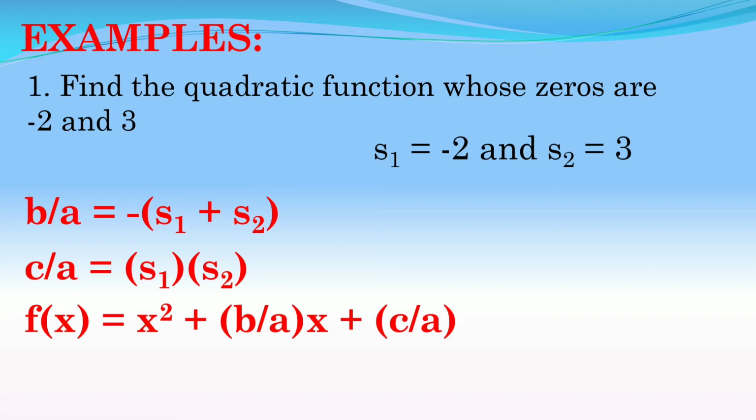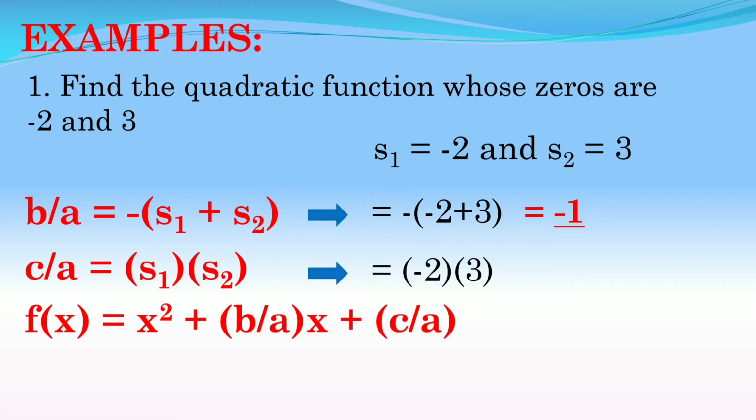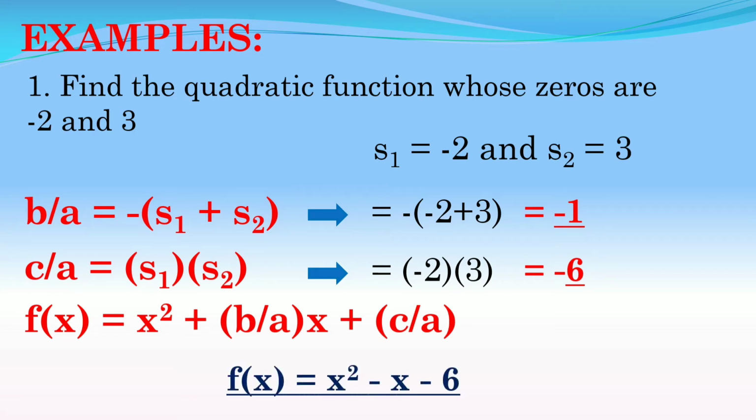So, ang ating s sub 1 is negative 2 at ang ating s sub 2 ay 3. So, ito yung dalawang zeros natin. So, para sa b over a, negative 2 plus 3 is 1 times negative is negative 1. At para sa ating c over a, i-substitute lang po natin yung ating mga zeros ha. So, we have negative 2 times 3 is equals to negative 6. So, meron na tayong b over a, which is negative 1, at c over a, which is negative 6. So, i-substitute na natin siya sa ating quadratic function. So, ang sagot natin ay f of x equals x squared minus x minus 6. So, ganun lang po siya kadali.